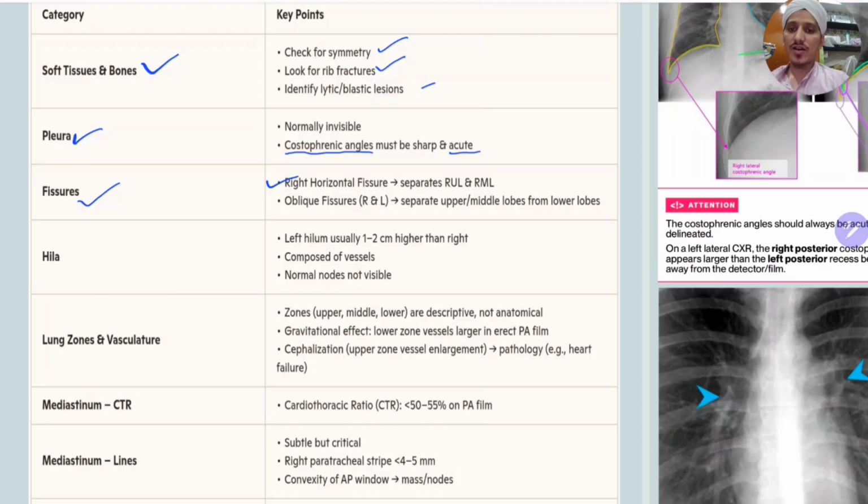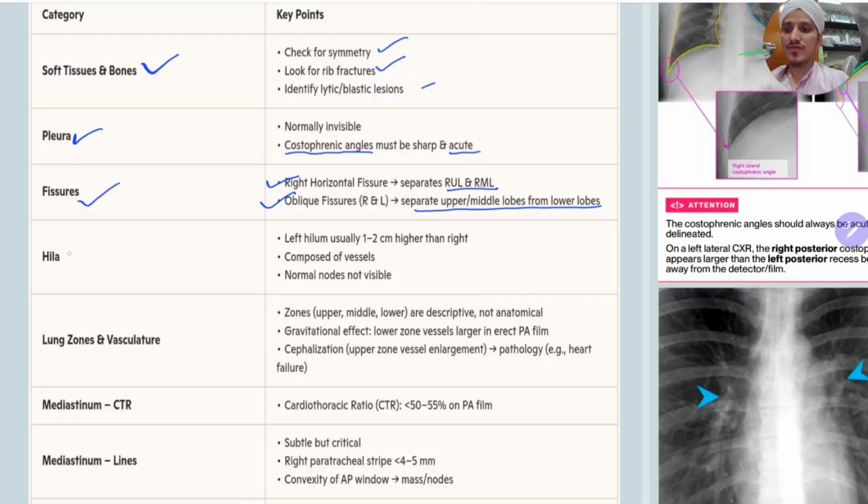Right horizontal fissure separates the right upper lobe and right middle lobe. Remember this point: the right horizontal fissure separates the right upper lobe from the middle lobe, whereas the oblique fissures of both right and left sides separate the upper and middle lobes from the lower lobes.